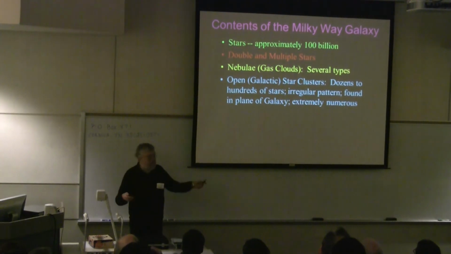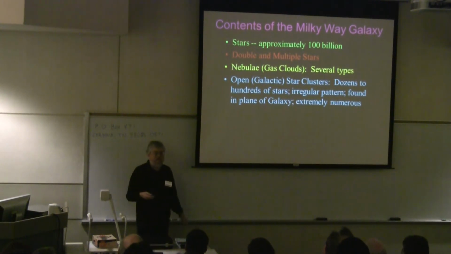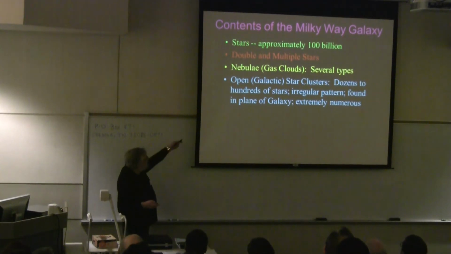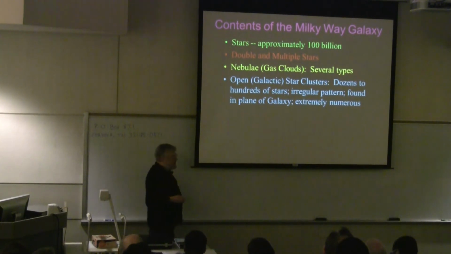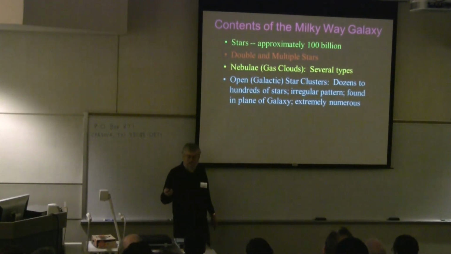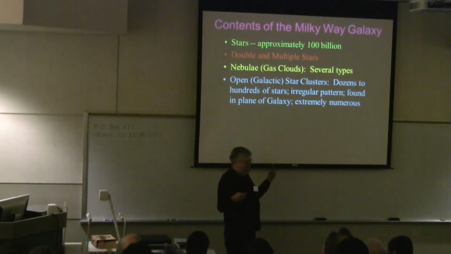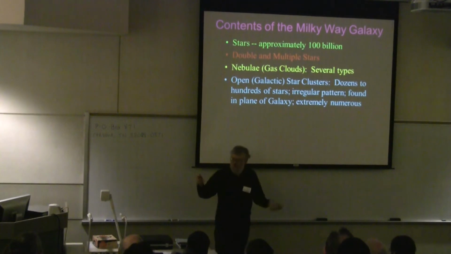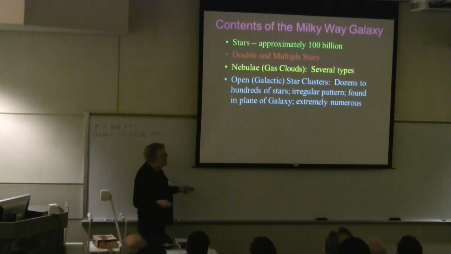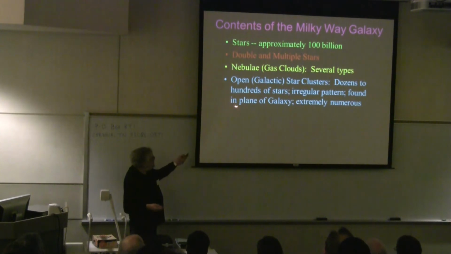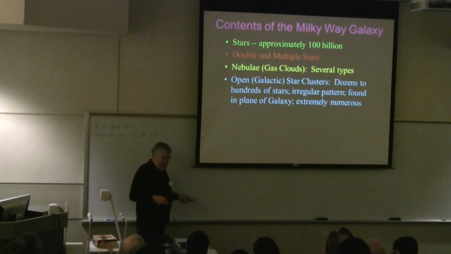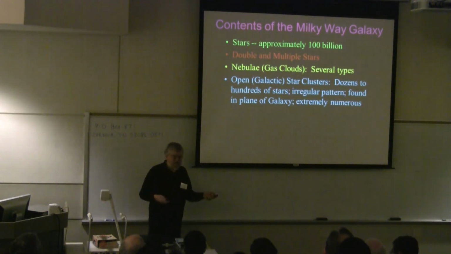The ones in the plane of our galaxy, in the disk that we saw a picture of a little while ago, are called open clusters. They're also, unfortunately, called galactic clusters. That kind of leads you to think we're talking about clusters of galaxies. But galactic clusters is the correct term for these, or open clusters. A cluster of galaxies is known as a cluster of galaxies, so you won't get that mixed up when we get to them later on. Dozens to hundreds of stars, irregular pattern. We'll look at some pictures of those. And they're very numerous, and they're found right in the plane of the rotating galaxy.